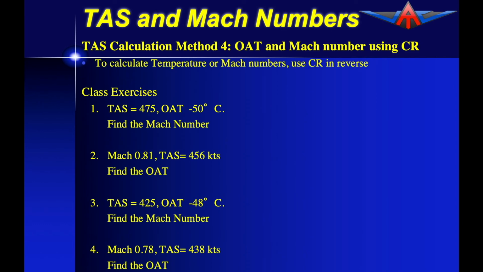Now we can use the CR computer in reverse and we can actually work backwards. So we're still going to use the True Airspeed window. We'll match up the outside air temperature with the double-headed arrow. In this case, we find the true airspeed on the outside and read the Mach number on the inside. Have a go at the 4 exercises.